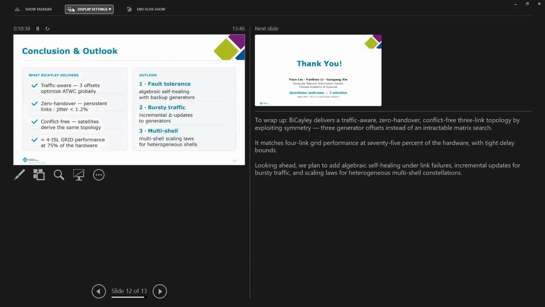And last, our conclusion and outlook. The BiCayley delivers a traffic-aware, zero-handover, conflict-free three-link topology by exploiting constellation symmetry. We use 3 generator offsets instead of searching over the whole adjacency matrix. And our method can match the grid baseline performance while using 25% fewer links, and that's saving a lot of energy and cost.